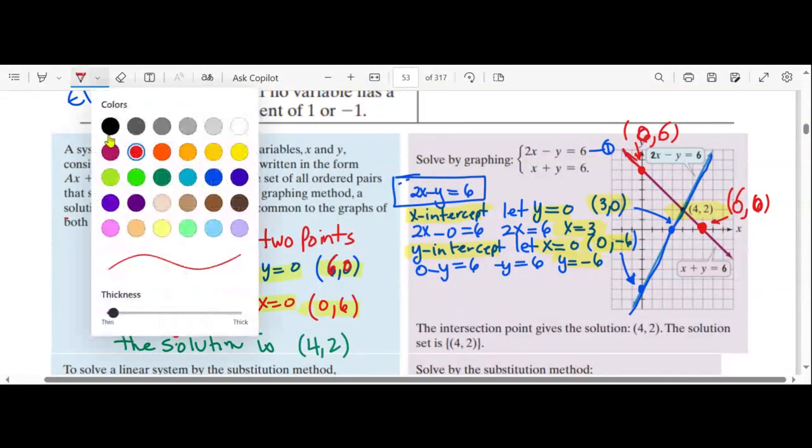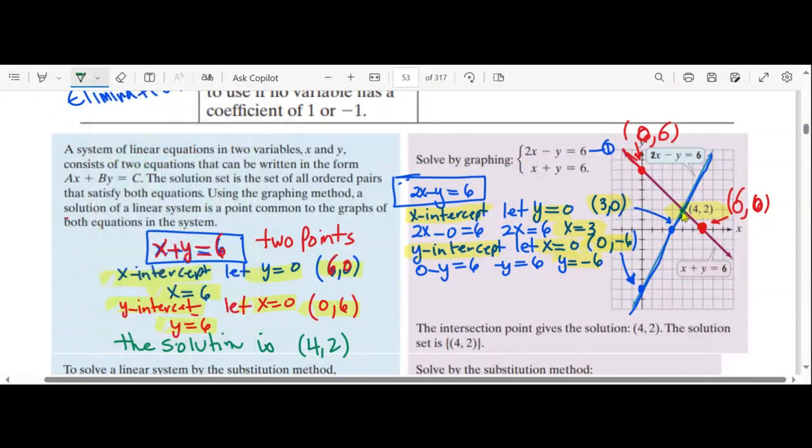Now, where they intersect, that's the question, right? Where they intersect, 4 and 2. So we call this what? The intersection point. Given that, what will be the solution? 4 and 2. Is that clear? Any questions? Okay, now we'll go to the second method.